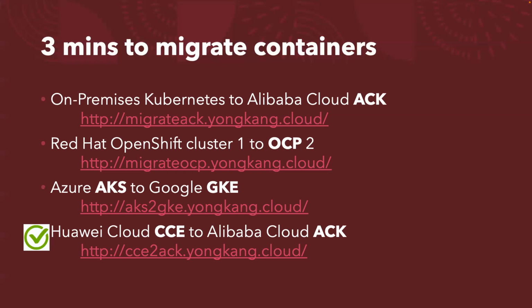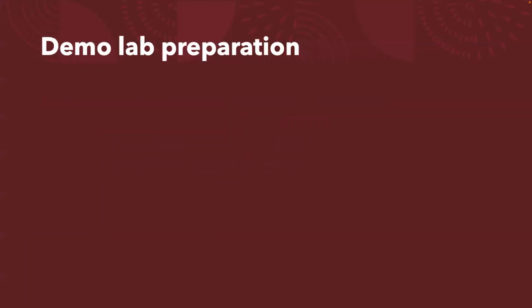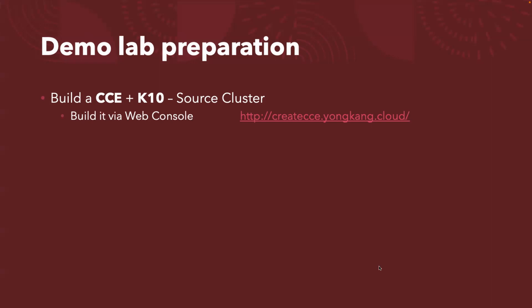That's CCE to ACK. So here are the lab preparation tasks. If you don't have a CCE cluster, let's build a CCE cluster plus install Kasten K10, which is the right tool to easily migrate your containers. If you don't have a cluster, you can build it from the web console. Here is a link that walks you through step by step how to build a CCE cluster. Once you build the CCE cluster, here is another link on how to back up the containers. In order to migrate, you need to back up the containers first.